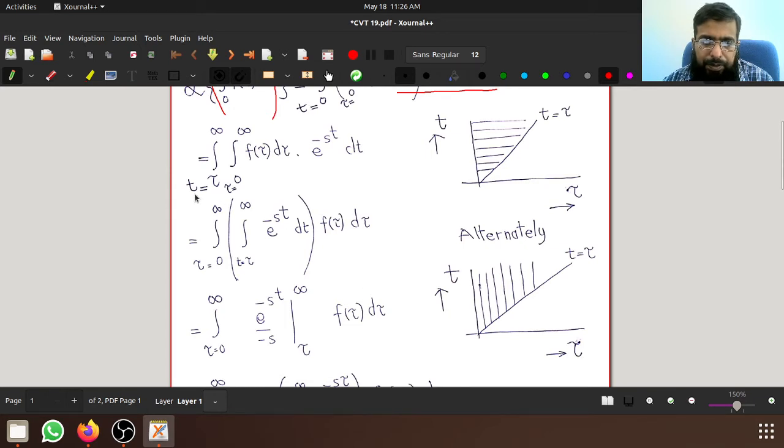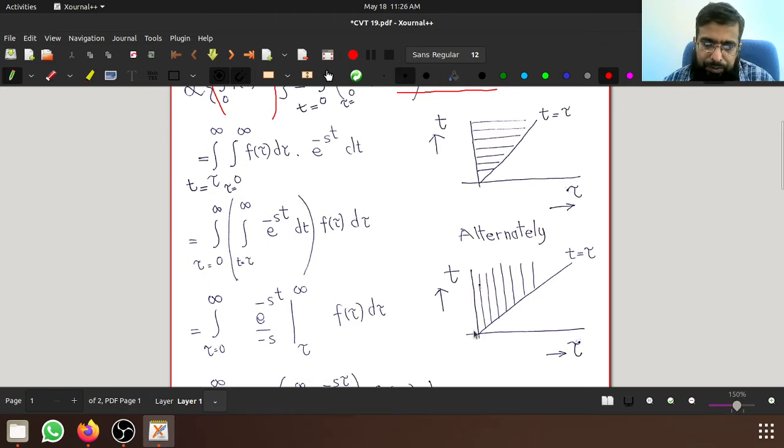But the limit for t also goes to infinity, though it doesn't start from 0; in fact it starts from tau. This is the line t equal to tau. So now for t we have limits from tau to infinity. Each vertical line goes up to infinity, but the starting point is different for each line.